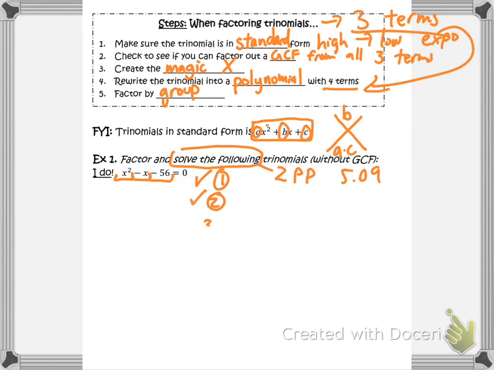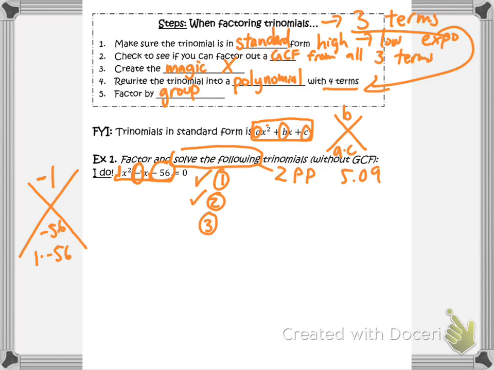Step 3 is to create this magical X, this mythical magical X. Alright, so let's do this magic X. So on this side, you're going to write X, a huge X. Alright, so B, the number that is in front of X, is going to be on top. So this B, the number in front of X, is negative 1. On the bottom, it's going to be A, which is 1, times C, which is negative 56. So 1 times negative 56, which gives me negative 56. Right, this is what your X puzzle looks like.